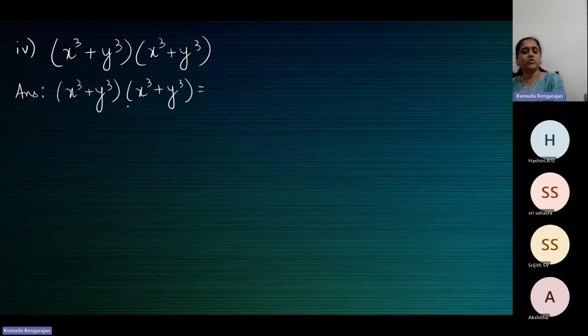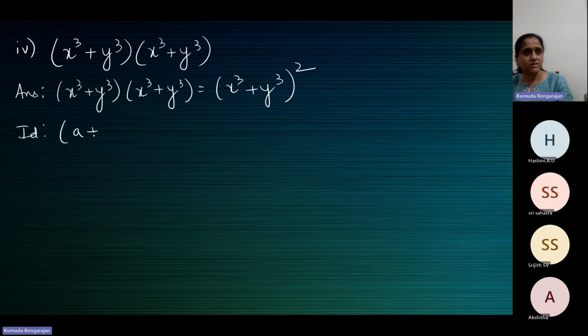What is x cubed plus y cubed into x cubed plus y cubed? Same thing. So it is x cubed plus y cubed the whole squared. This is the question. x cubed plus y cubed into x cubed plus y cubed means x cubed plus y cubed the whole square. So which identity to use? Ma'am, a squared plus 2ab plus b squared. a plus b the whole squared is equal to a squared plus 2ab plus b squared.